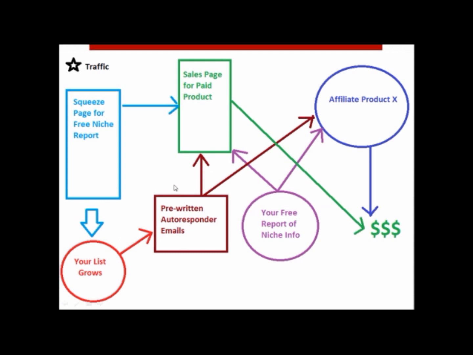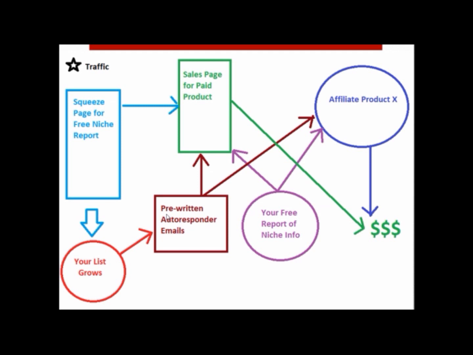So as somebody comes in to the squeeze page, he gives his name and his email, he submits it, and he then becomes part of your list. And once he's part of your list, pre-written autoresponder emails then arrive at that person's inbox. Those autoresponder emails can be about a number of subjects. They can talk about giving more information, such as here are other ways that you can slash your electric bill and save even more money. Or you can also talk about, check out this cool product I found.